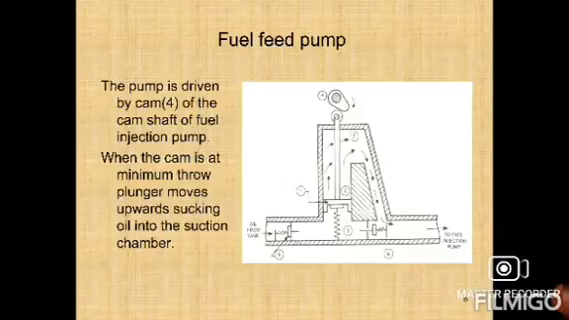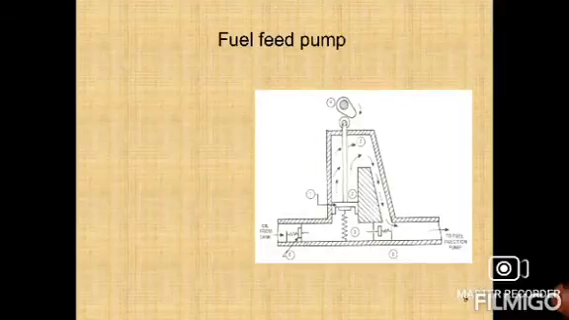When the cam is at minimum throw, the plunger moves upward, sucking oil into the suction chamber. This is shown in the third step. When the cam is at minimum throw, the plunger moves upward, sucking the oil into the suction chamber only.